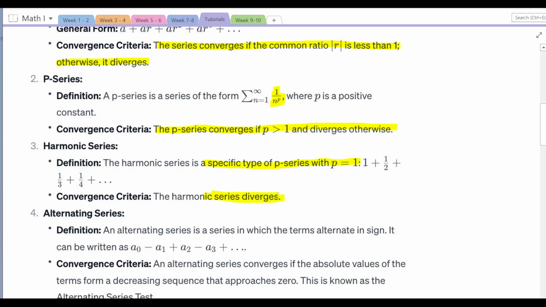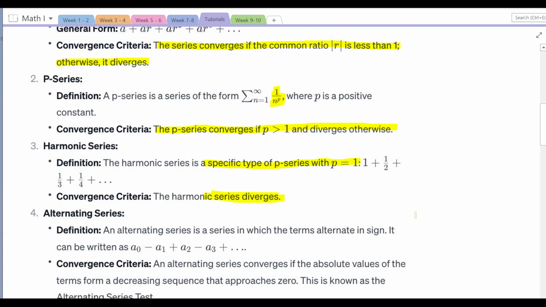That's the criteria for convergence. I mean, the harmonic series will always diverge. Next type of series after geometric, P series, and harmonic is alternating series.